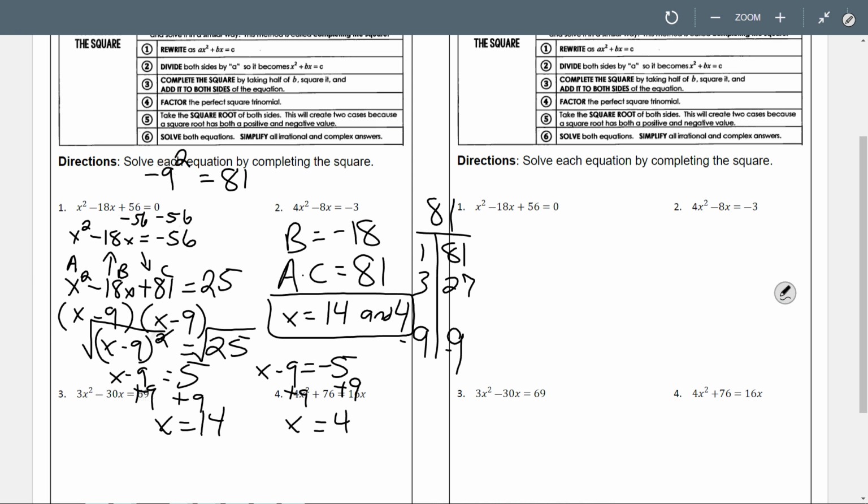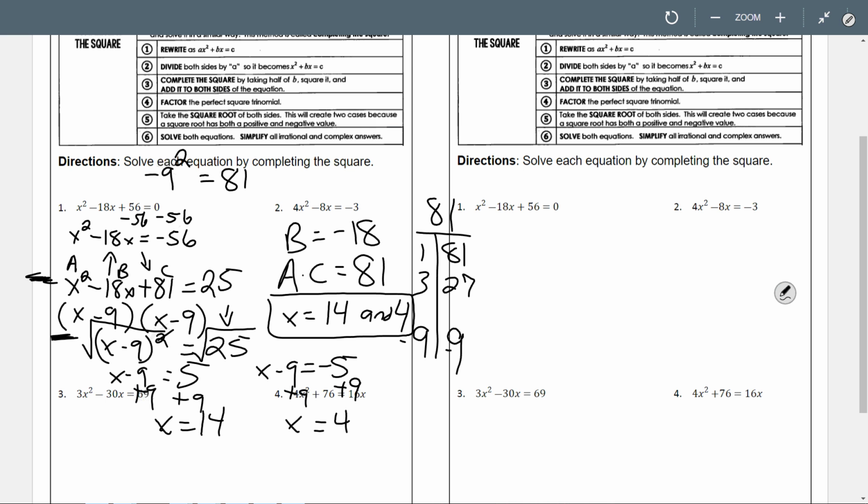Then we factor this perfect trinomial, and we get x minus 9 squared equals 25. And we square root both sides. I'm down here now. So the square root of x minus 9 squared is x minus 9. Then the square root of 25 is 5. x minus 9 equals 5. And then the second case is x minus 9 equals negative 5. Then I just solve for x.